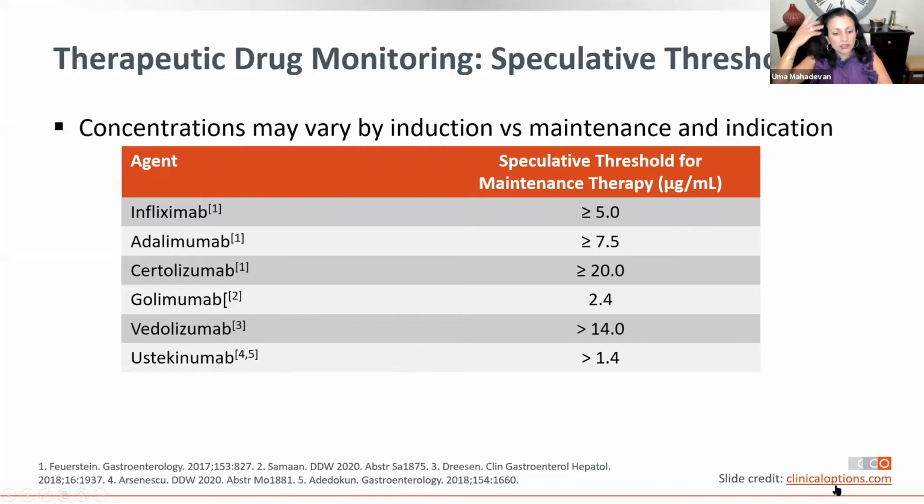Ustekinumab is challenging because many studies suggest that a level greater than 5 in someone who's symptomatic is effective, but the clinical trial data suggested greater than 1.4. And recent data presented at UEGW suggests that maybe levels are not as helpful for ustekinumab. So, use this graph with a grain of salt, but I think where I am most comfortable is with infliximab, adalimumab, and vedolizumab levels.